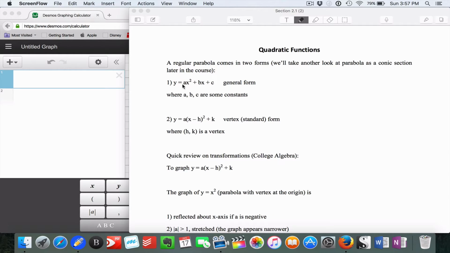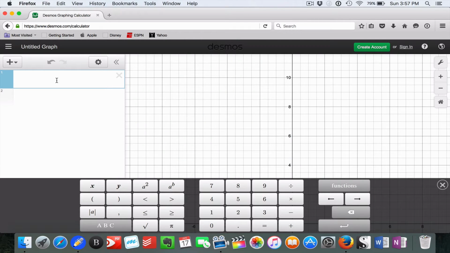In general, if you see the highest exponent of 2 in both forms, you can recognize it as a quadratic function, either y equals ax squared plus bx plus c, or the vertex form, which is a little bit easier to see with the transformations. But here's something interesting that I want to show you in Desmos, which is a free graphing calculator. It's really easy to use, but there's something interesting you can do.